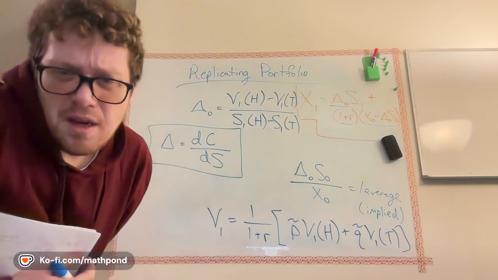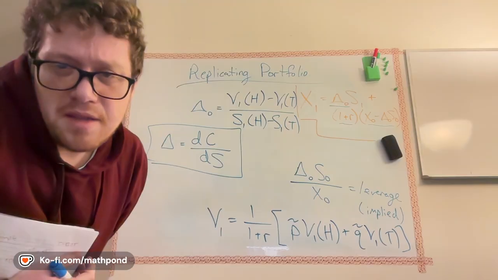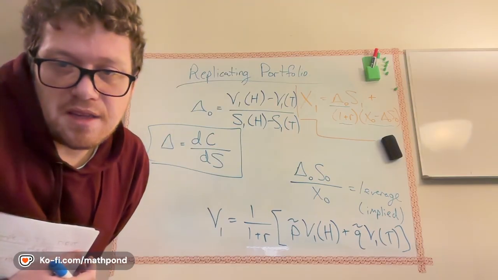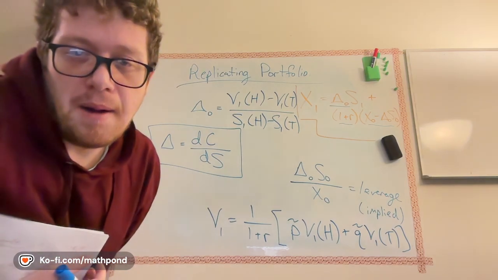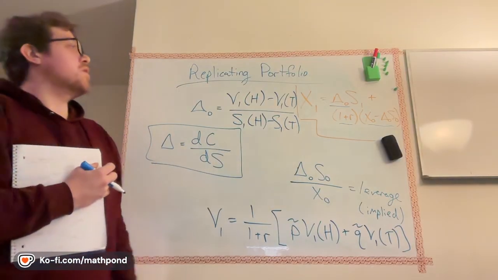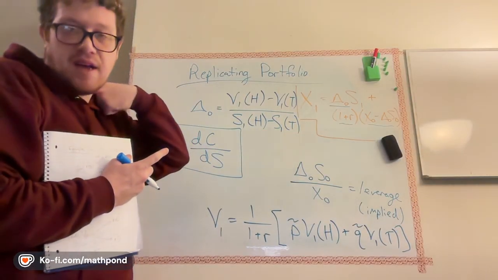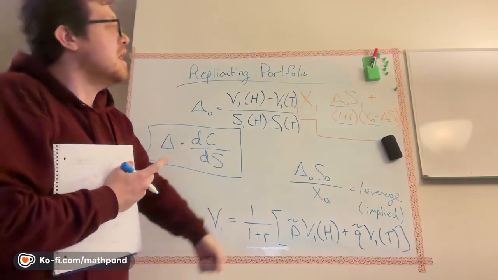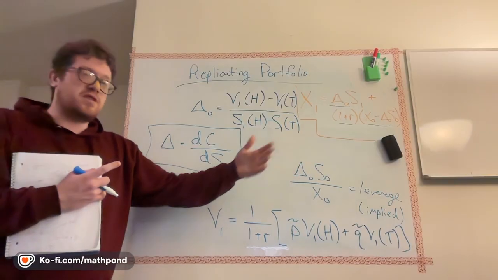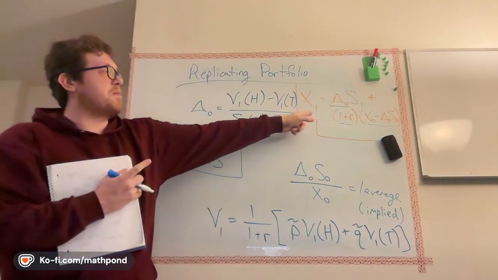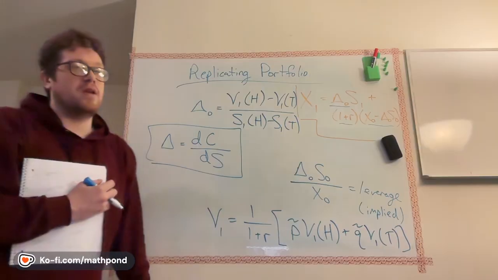Jeff says, if E of anything isn't 1 plus R, then either no one would sell or no one would buy because it's guaranteed gain or loss. Yeah, exactly. Really what we're saying is if the expected value in the risk-free measure is not 1 plus R, then you would be able to make risk-free profit by either buying or selling the option and then replicating the portfolio or the option using this formula.